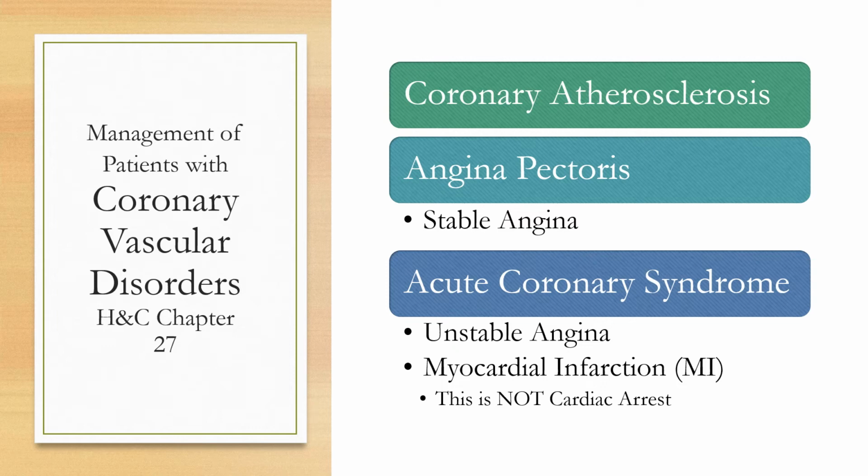An N-STEMI is usually, so where does the myocardium start to die when you have an N-STEMI? It's the muscle closest to the chambers, what's called the subendocardial muscle. Okay. Whereas in a STEMI, we call it a transmural MI.